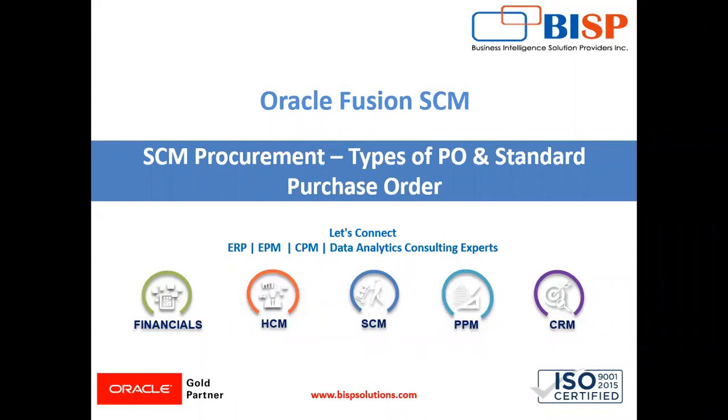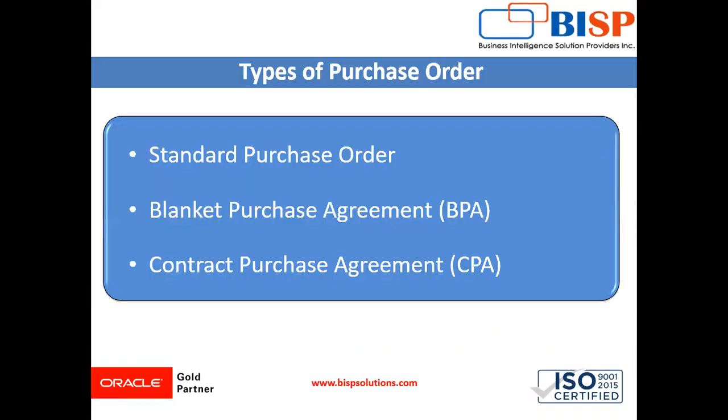My name is Lokesh Gandhi and in today's session we are going to look into the types of purchase order and see how to create the standard purchase order in our Oracle Fusion Supply Chain Management procurement application. In our procurement application, we have three types of purchase order. The first one is standard purchase order, the next one is blanket purchase agreement, and the last one is contract purchase agreement.